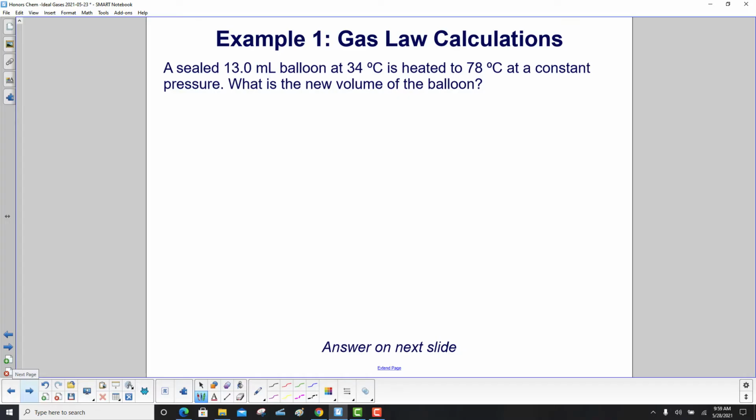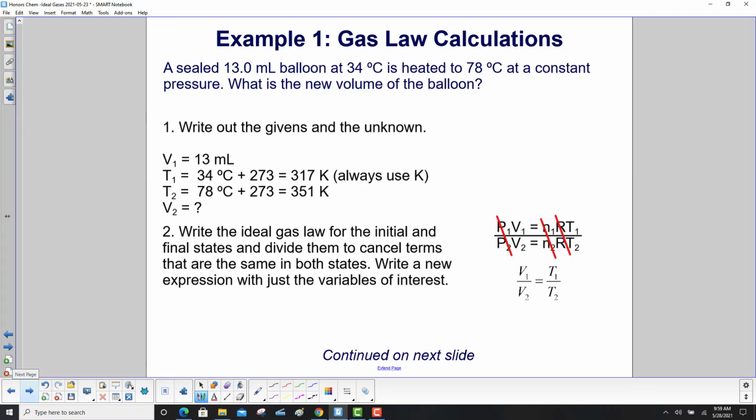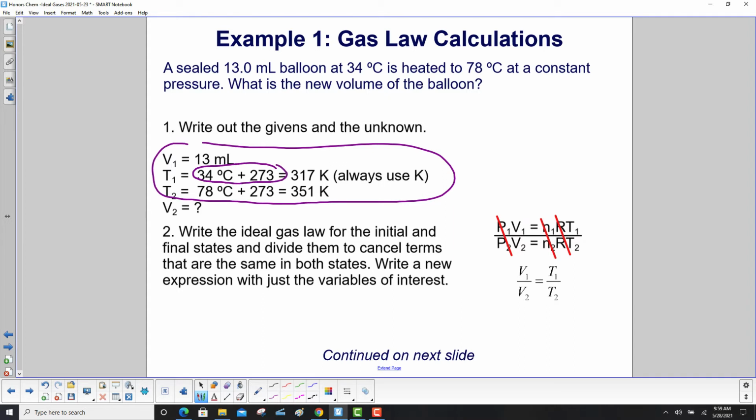Let's work an example. A sealed 13 milliliter balloon at 34 degrees Celsius is heated to 78 degrees Celsius at a constant pressure. What is the new volume of the balloon? Step 1, write out the givens and the unknown. Here's our givens. And notice, please don't use Celsius. Add 273 to Celsius to get Kelvin. We always use Kelvin with the ideal gas law.